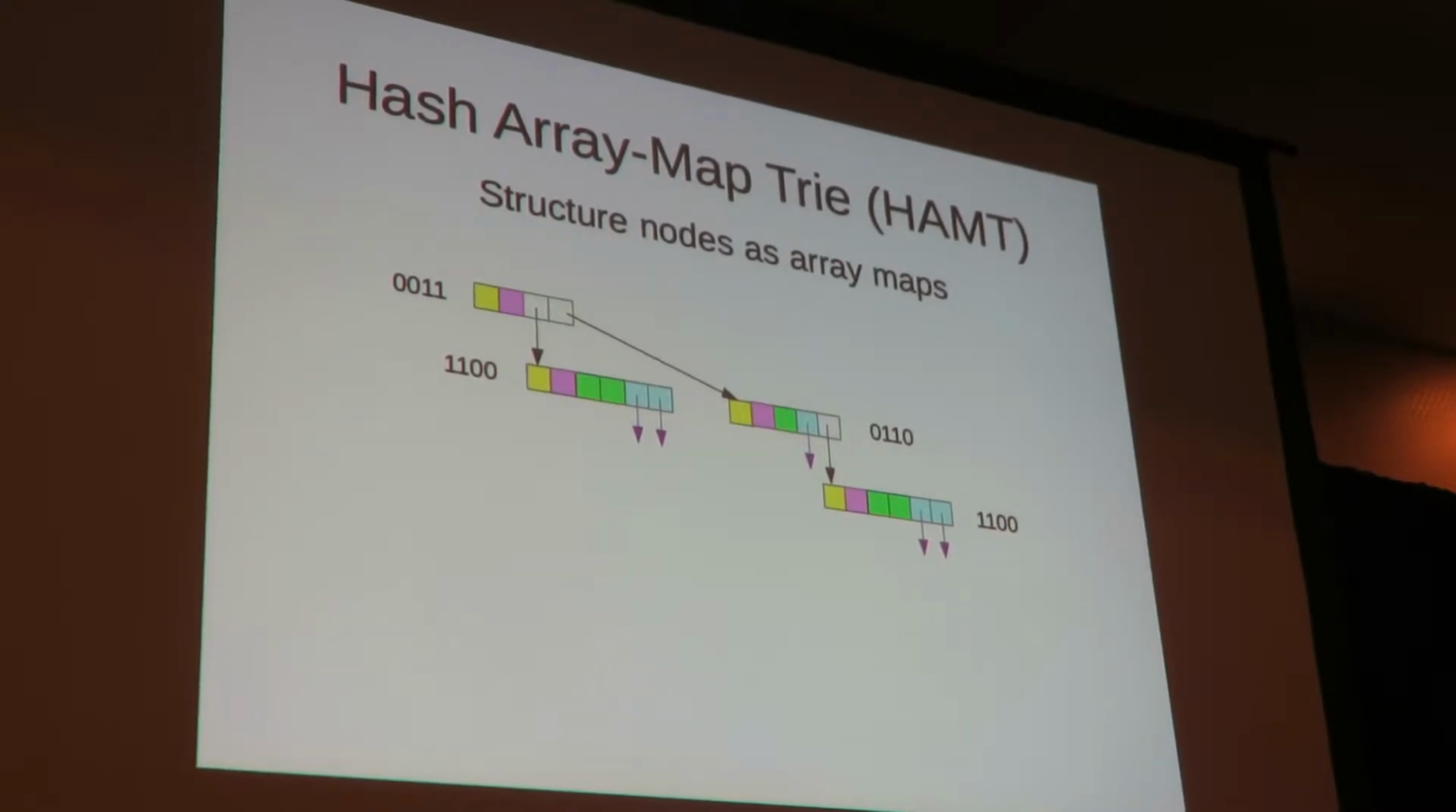Don? Yeah. I'm sorry, maybe I got lost. The 0011 for the root, I would have thought that would have been all zeros. Are those numbers not? The numbers to the side are the array map encoding, which I haven't told you about yet. Okay, thank you.